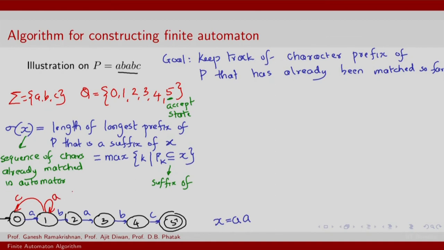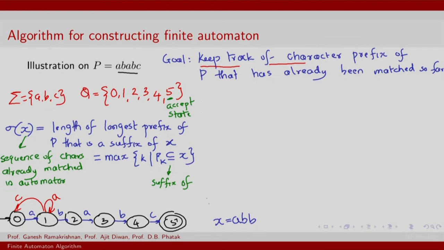So, please note, we are already provisioning for keeping track of character prefix of P that has already been matched so far. So, let's continue our journey. What if I see a B next? Well, I know if I see a B next, I am moving on to state number 2. And since there are no other options, I'll consider A, B. Now, suppose I add an A to this, string A, B is what I have when I have reached state number 2. And if I add another A, I'm on state number 3. If I see a B next, what do I do? Well, there's no transition possible. What is the length of the longest prefix of P that is a suffix of X?